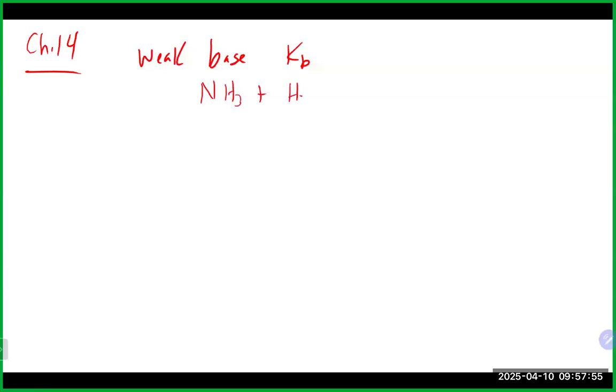Okay, last time we were talking about chapter 14, and we got into weak bases. Weak bases basically work the same way as weak acids, except that obviously you have a Kb type situation happening. For example, we looked at ammonia, and when ammonia reacts with water, it's going to accept the H plus there, and that's going to make NH4 plus and hydroxide.